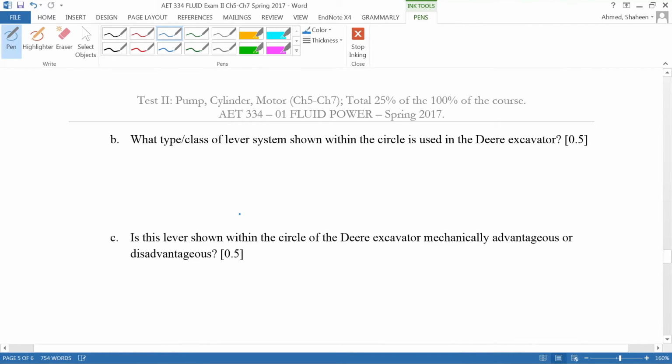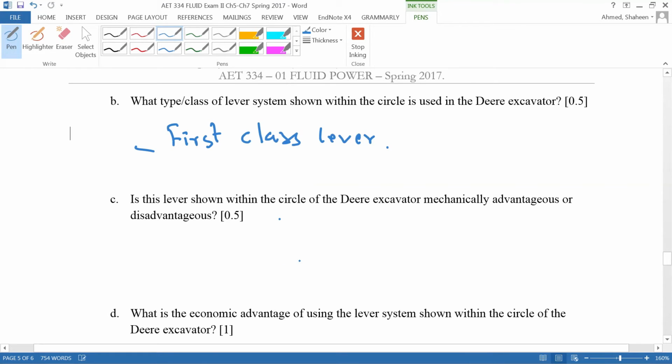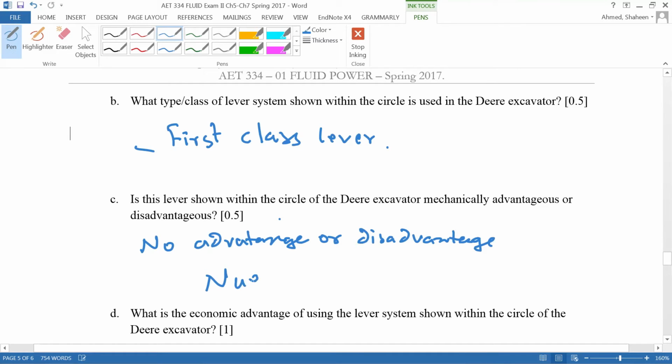Now it says, what class of lever is that? That's a first class lever. Check the other videos for that. So first class lever. And then, is this lever shown within the circle of the excavator mechanically advantageous or disadvantageous? A first class lever does not have any advantage or disadvantage. It's a neutral lever, so no advantage or disadvantage. It's a neutral lever.